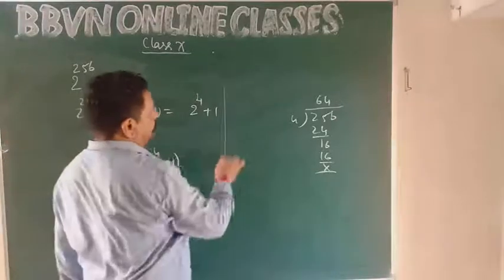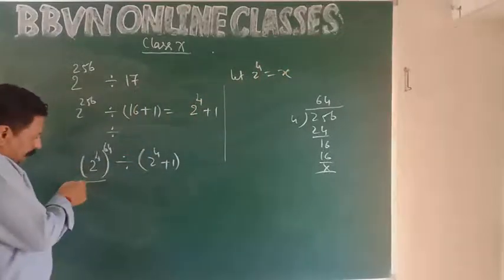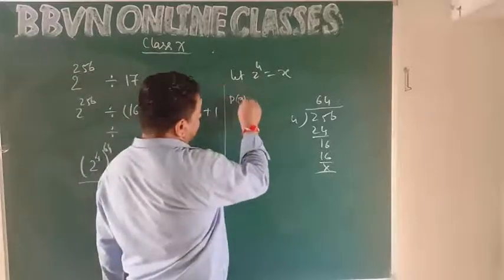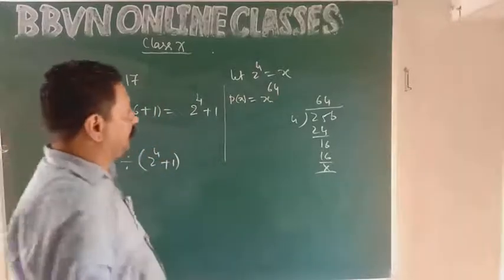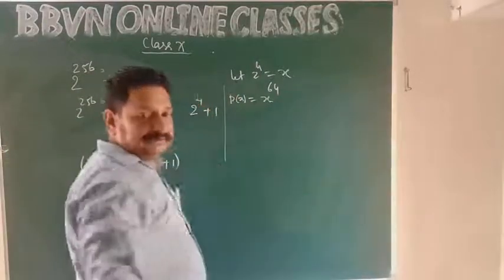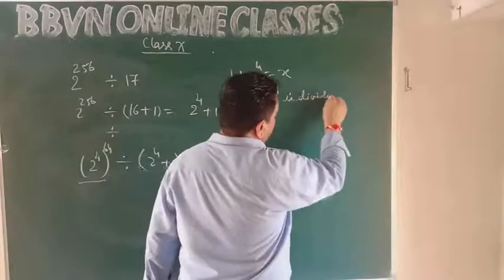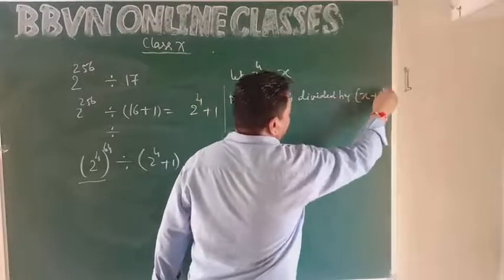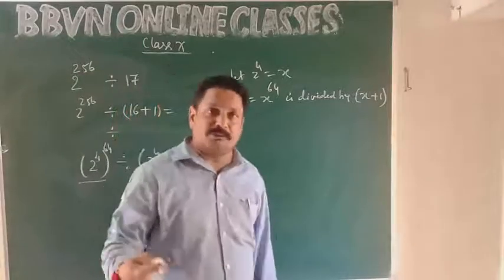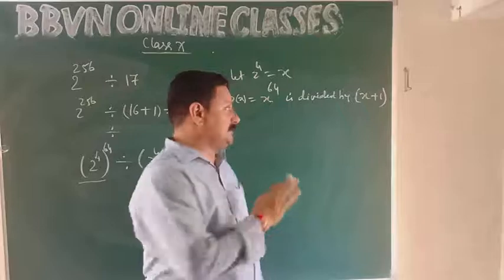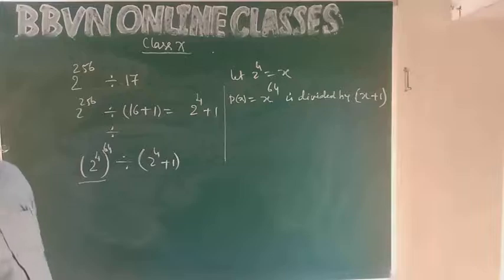अब क्या करो, बहुत सिंपल, let 2 power 4 is equal to x. So this is a polynomial. P of x is equal to x to the power 64. This is a polynomial. P of x equal to x to the power 64. Now this polynomial is divided by a linear polynomial, divided by x plus 1. 2 power 4 को x माना. ध्यान देना यहाँ पे. This can be in the form of 2, in the form of 3, anything. For every question, this is the method of solution. Now x to the power 64 is being divided by x plus 1.